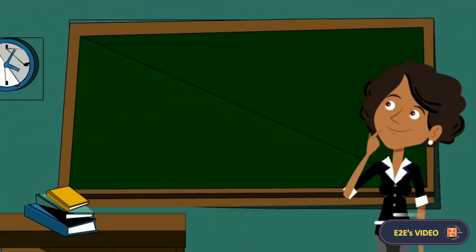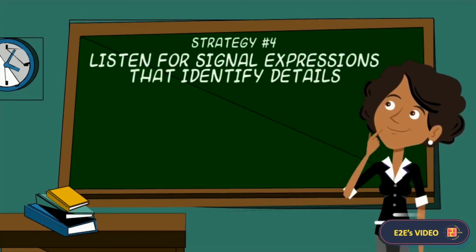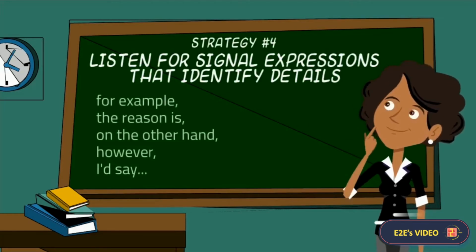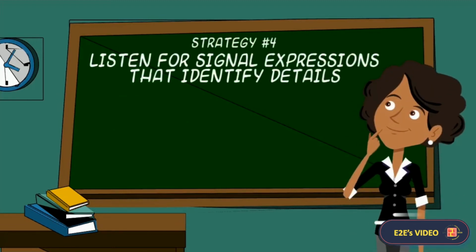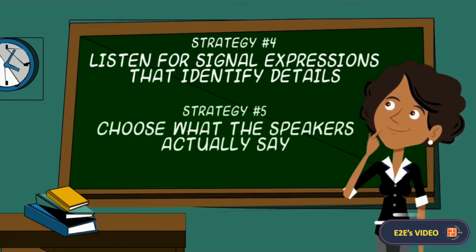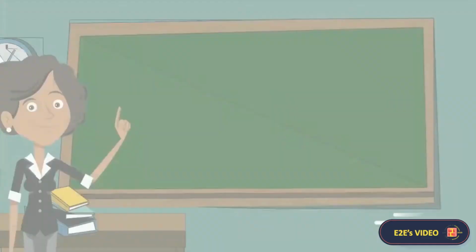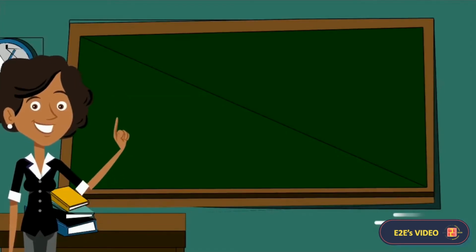Another strategy that will make listening part 3 less of a burden to you is to pay attention to the signal expressions that identify details. What are they? They may be, for example, the reason is, on the other hand, however, I would say, and so on. Along with this, keep in mind that detailed questions do not require inference, hence, choose what the speakers actually say. Let's employ these new techniques to answer this question.